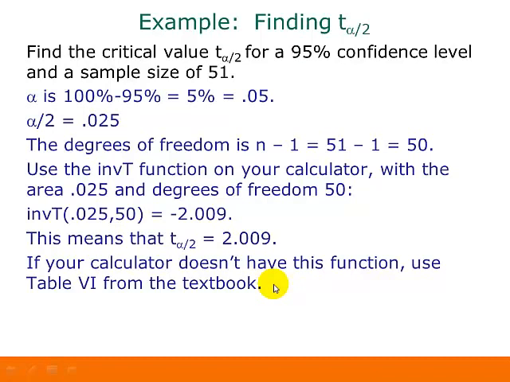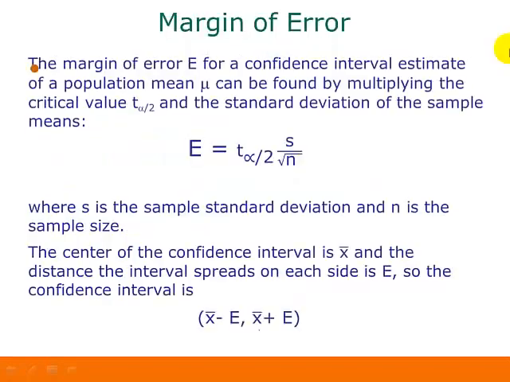And the table is fairly simple. It has areas across the top in the columns, and then it has the degrees of freedom going down the side on the left. Now the margin of error, E, for a confidence interval estimate of a population mean mu can be found by multiplying the critical value t alpha over 2 and the standard deviation of the sample means. So this is a lot like what we did for confidence intervals for population proportions. So our margin of error is t alpha over 2 times s divided by the square root of n.